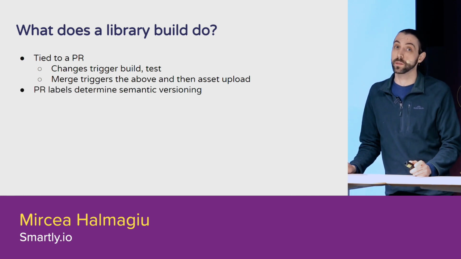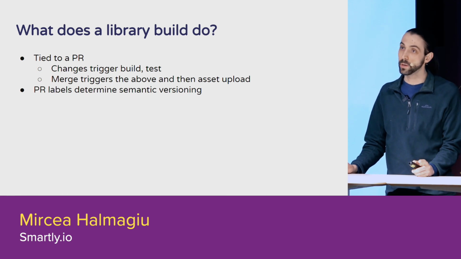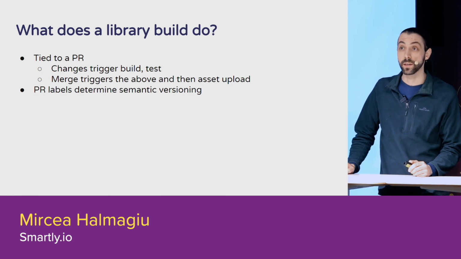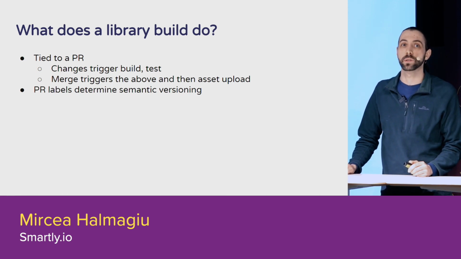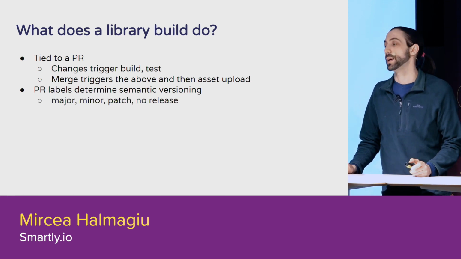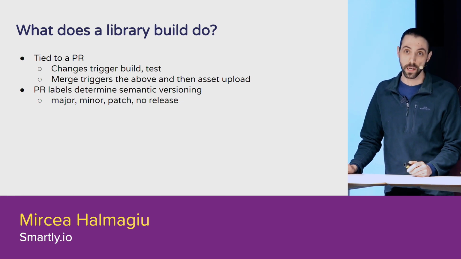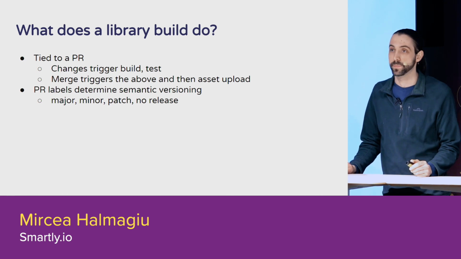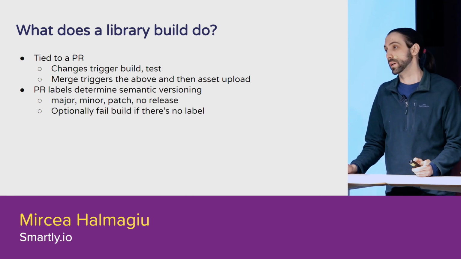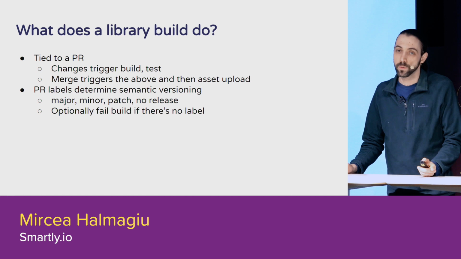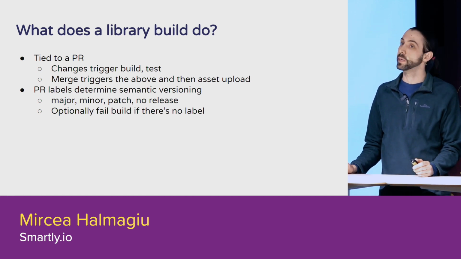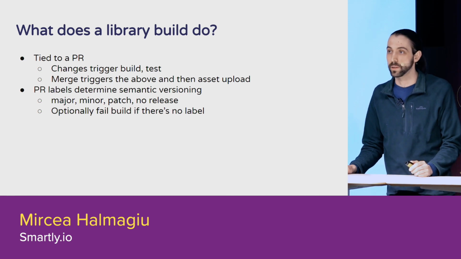We've also decided to make another relatively large jump, and that is to use semantic versioning. And this is controlled by labels on the PR. You can add a major, minor, patch, or no release label. And depending on those labels, it'll choose what type of release to do. And there's optionally an option to fail the build if there's no label. So if the developer forgot to put a label, it would fail the build, and it wouldn't do anything further until a label is added.